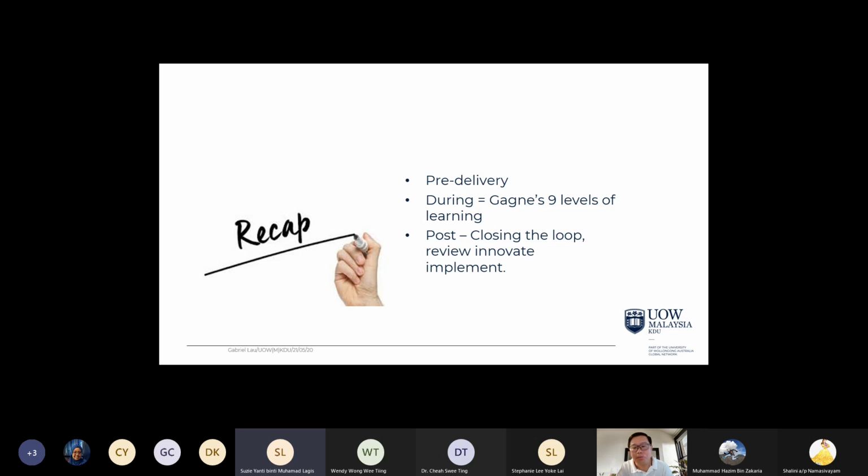And finally, it is post: closing the loop, review and innovate implementation. You review what you have done and you want to innovate. What is good, you maintain, further do it, improve. What is not so good, you change. Don't worry if it is not so good. It is normal. Even though I've been teaching for donkey years, at times when I go in and do it, it is not effective also, you know.